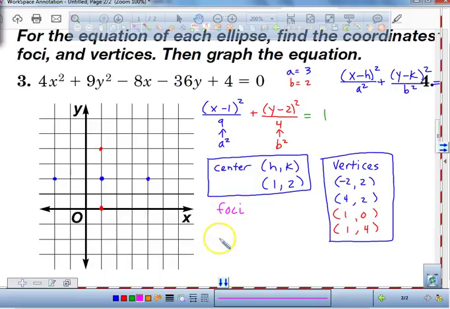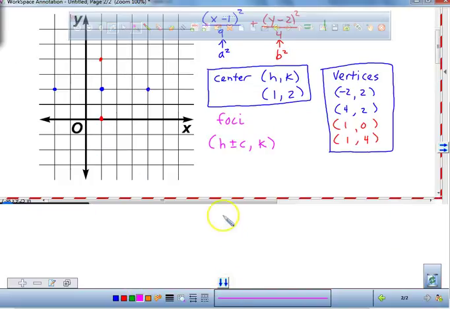So here we go, everybody. We're going to write down the formula for the foci, which is H plus or minus C, comma K. By the way, in order to find our foci, we need to know this special little formula: C squared equals A squared minus B squared.